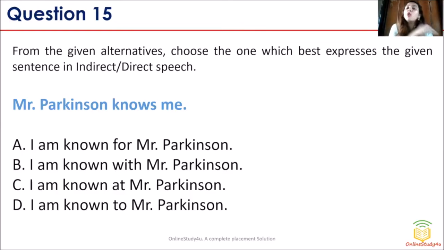I am known to Mr. Parkinson. So Mr. Parkinson knows me. I am known to Mr. Parkinson. That is the correct answer. So your answer option D is the perfect answer option for question number 15.